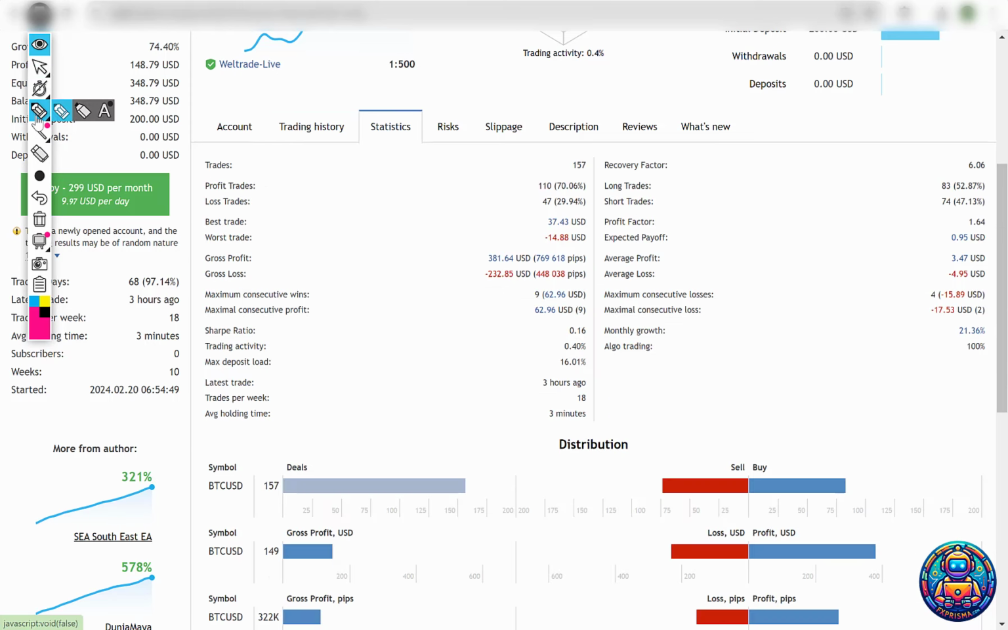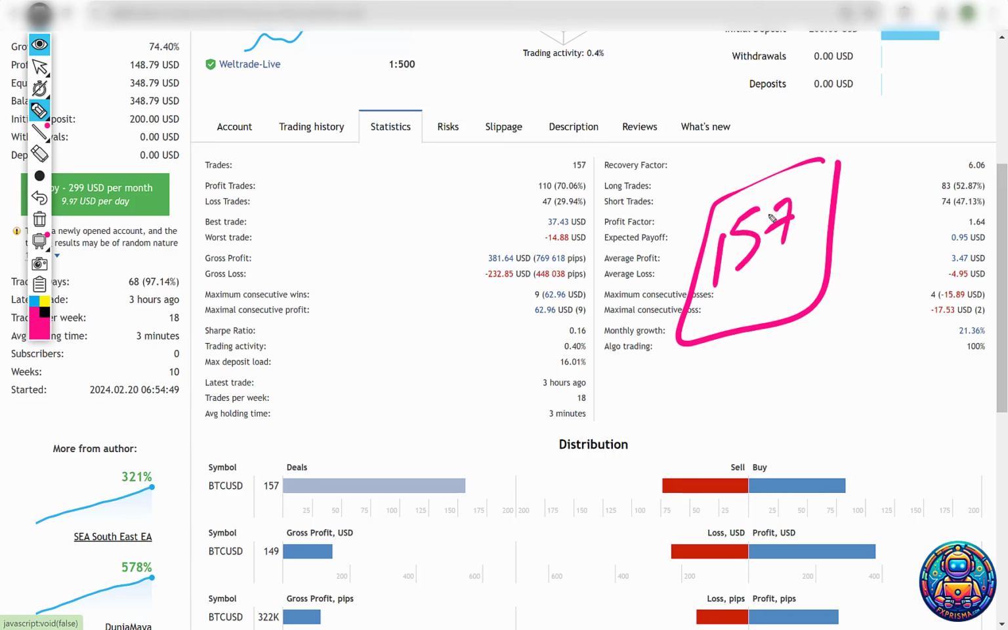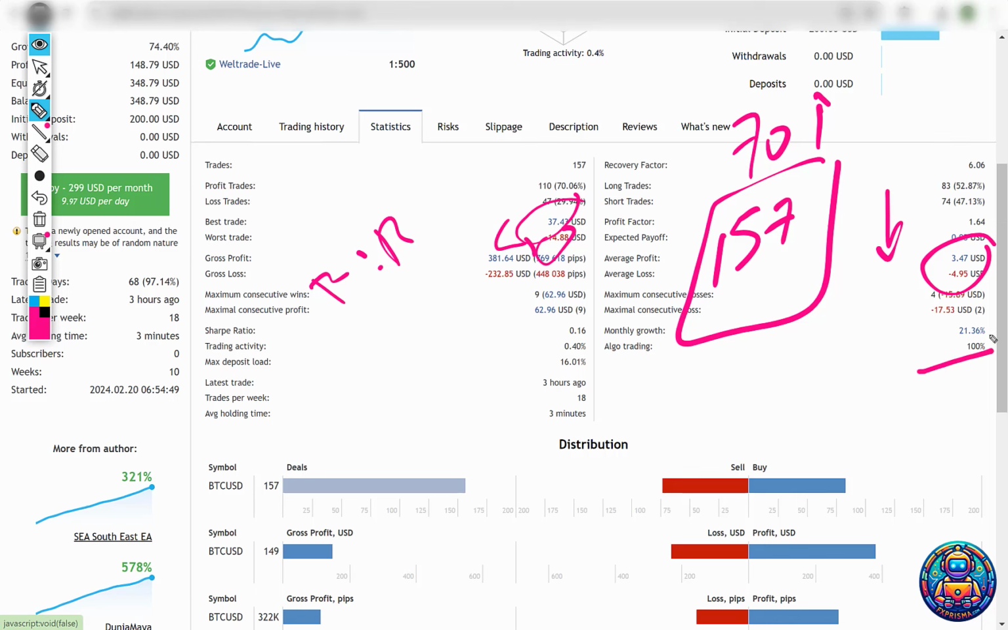So for the statistics, we only have 157 trades. I know it's not that much, but it is what we have, and the accuracy is 70%. The best trade is better than the losing trade, but the risk to reward ratio I would say is a bit less, the winning trade is less than the losing trade on average. That is normal, everything has balance, and this is 100% algo trading, no manual intervention.